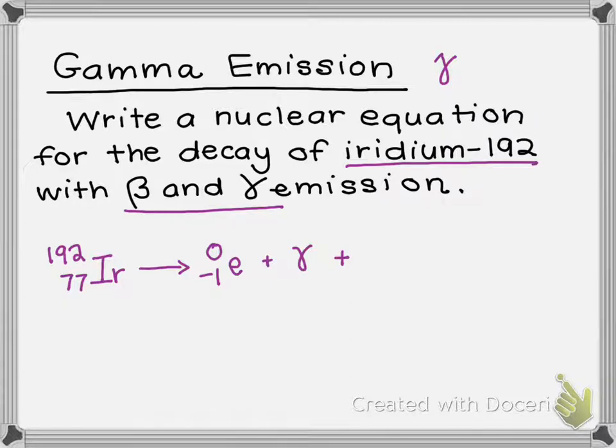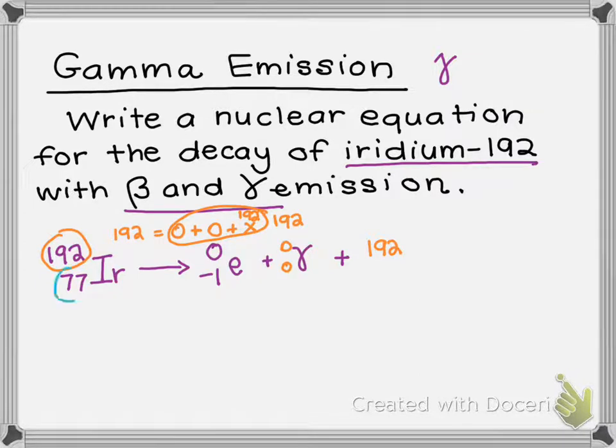So now to figure out what my new isotope would be, on the reactant side I have 192. That must equal 0 plus the gamma ray, which, if you want to consider it, would also be like having 2 zeros. So that's not going to change it, plus the number for my unknown. So this number would have to be 192, because 192 plus 0 and 0 would give me 192.